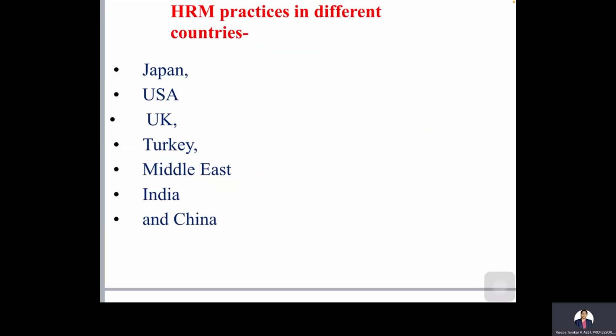Now let us understand the global legal and regulatory context of IHRM. A multinational corporation or multinational enterprise is an organization that owns or controls production of goods or services in one or more countries other than their home country. It can also be referred to as an international corporation, a transnational corporation, or a stateless corporation.